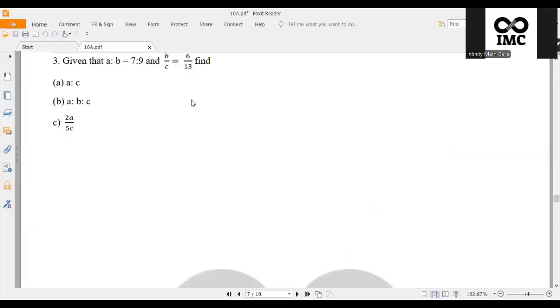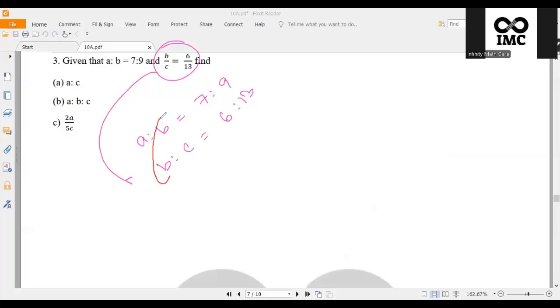Now, question number 3. A is to B equal to 7 is to 9, and B by C equal to 6 by 13. So we can express this in this way: B is to C equal to 6 is to 13. Now, if I look at this, there is a common number, that is B. So 9 and 6 should be the same. How can we make both the same number? It is better to convert 9 and 6 to their LCM.